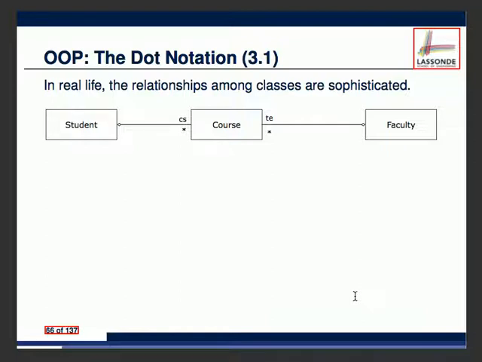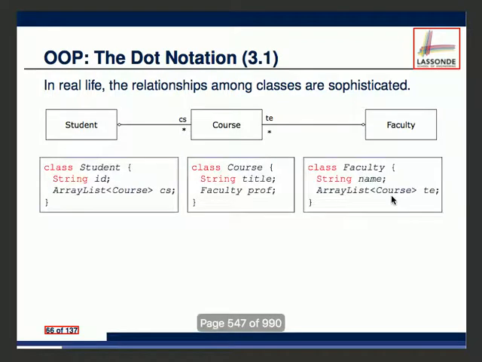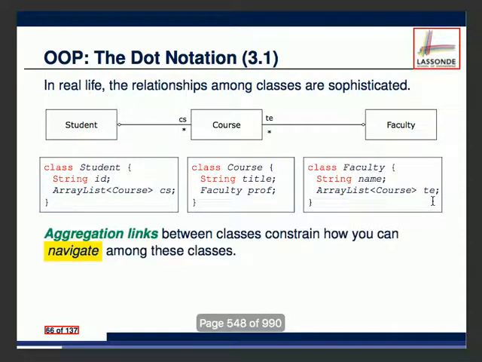So let's use the same model here. We got students, we got course, we got faculty, okay? Let's say this is how we start. Student has ID, has a list of courses, course has a title, has a prof, faculty has a name, and also has a list of teaching courses. That's what we have. As we learned from the previous two diagrams, whenever you got aggregation links, they talk about how you can navigate between the objects or classes, right? It's really about how you can travel among the links. Let's now see how we can do that, not on the object diagram, but in the class definition.